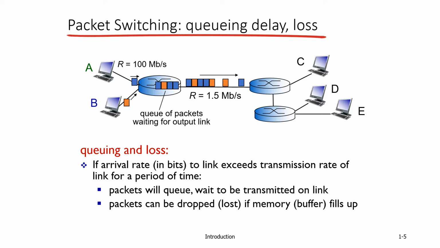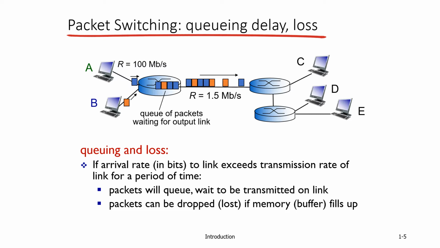If the arrival rate, which is given in bits per second, to the link exceeds the transmission rate of the link for a period of time, then packets will start queuing and will need to wait to be transmitted on the link. In the worst case scenario, the packets can be dropped if the memory buffer fills up inside the router. So in this case, A and B are connected via two links to the router at 100 megabits per second. So obviously the transmission time is quite less whenever we want to transfer data from A or B to the intermediate router.